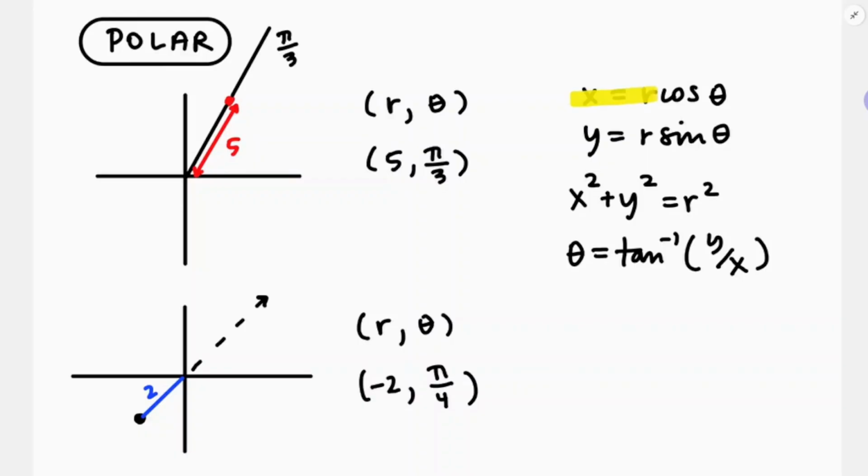Formulas that we need to know about polar: x equals r cosine theta, y equals r sine theta, x squared plus y squared equals r squared, and theta equals arctangent of y over x, provided x is positive. If x is negative, we're probably going to have to add pi, or just think about it a little bit more. But we are always going to have to be careful with theta. And I think that's what I've got to say about polar.